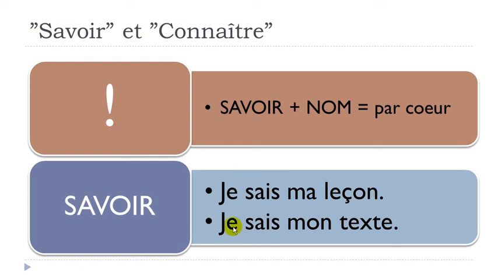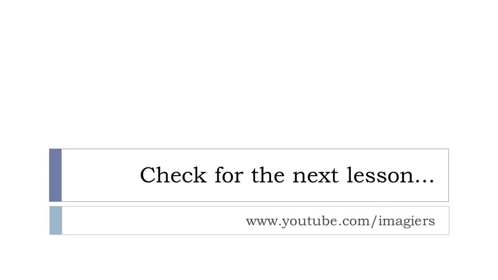Same thing for the second example. Je sais mon texte, my text, or my lines if you want. Je sais mon texte, so it's the same. You want to introduce this idea that you know your text or your lines by heart. And that's the only exception when we will use savoir plus a noun. I hope it was clear for you.